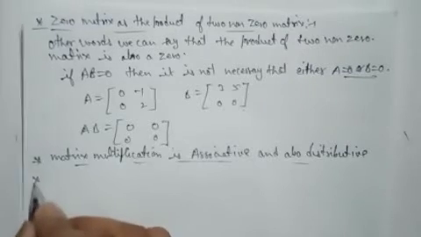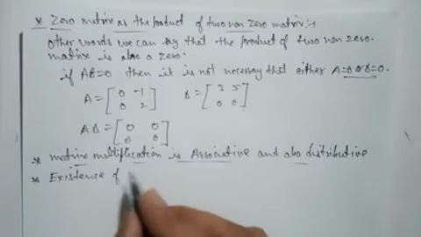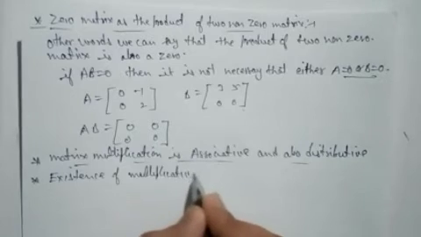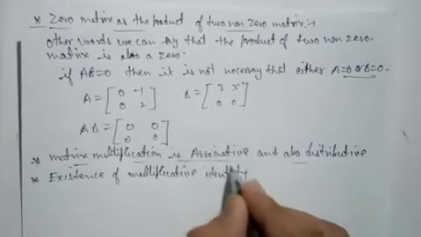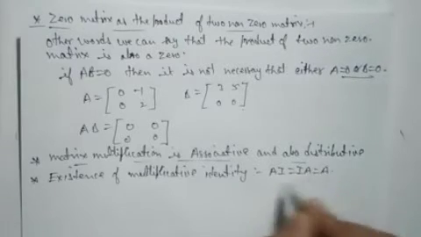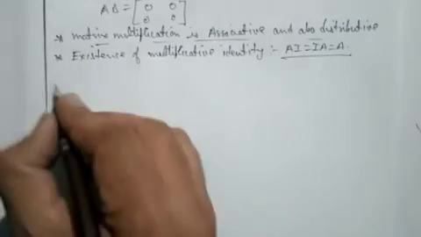Existence of a multiplicative identity. Multiplicative identity means AI equals IA equals A. Multiplicative identity also exists. Clear? Next one is transpose of a matrix.